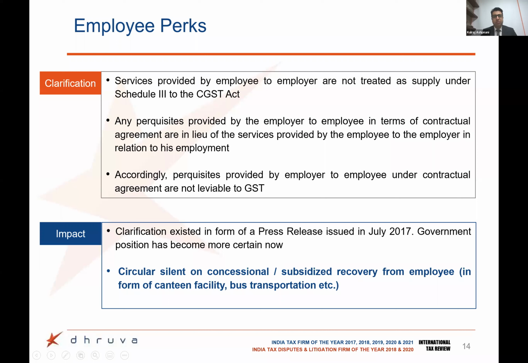The first one, and possibly the most debated issue, is what happens to the employee perks that an employer gives. The reason for this debate is that services provided by an employee to an employer are not a supply under GST, but this is not vice versa. So when an employer is giving any perquisite in the form of a car, probably a motor vehicle, or free rental accommodation, or a canteen facility, or a bus facility, what happens to its taxability? This is important because employee and employer are deemed to be related parties under GST, and therefore taxability would arise even if there is no consideration attached to it.